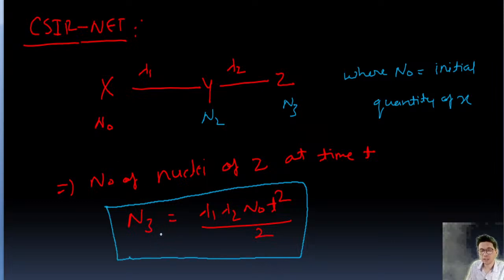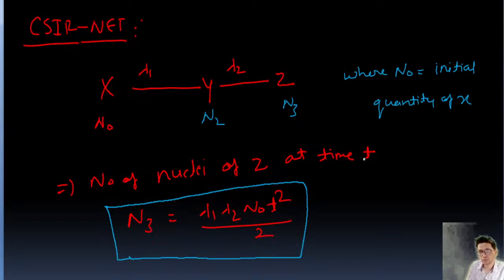Okay, so n3. If this is the reaction we have been given, and these are the decay constants which are given, and suppose the initial number of nuclei of this parent nuclei is n0. If we have to find the number of active nuclei of z, then n3 is going to be equal to lambda 1 lambda 2 into n naught t square by 2.